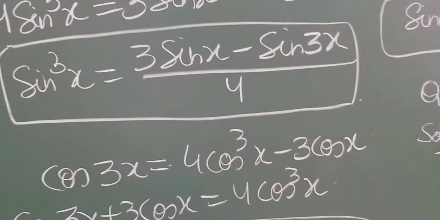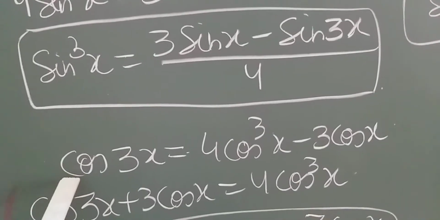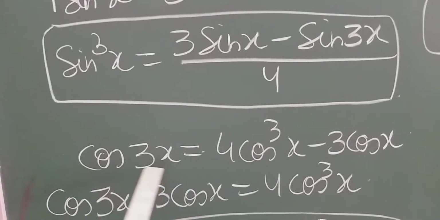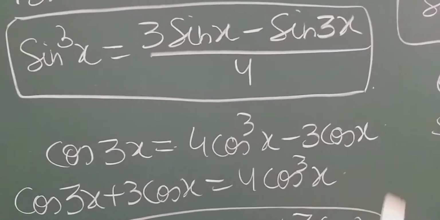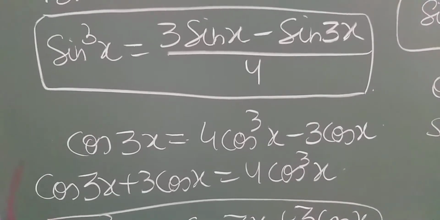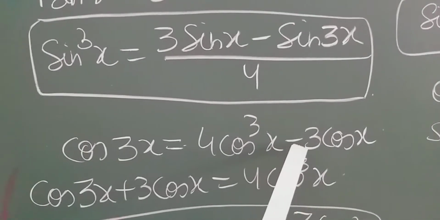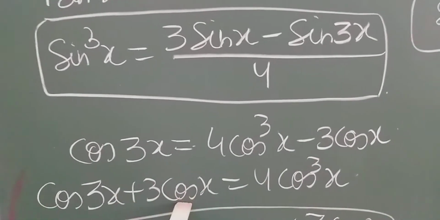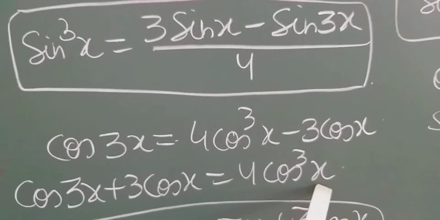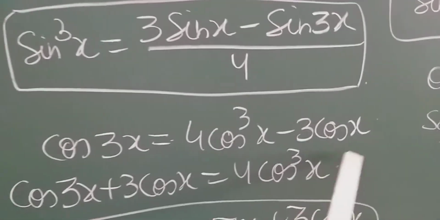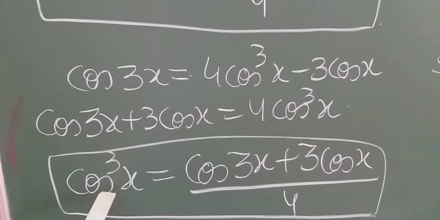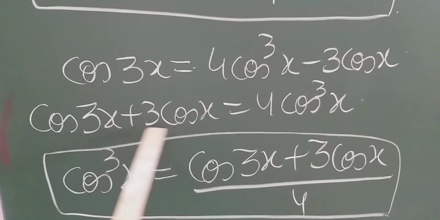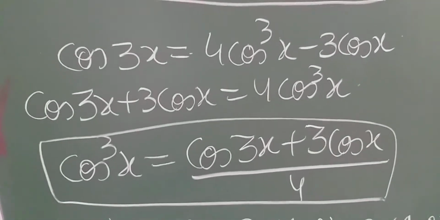Similarly, for cos cube x, we have to use the formula of cos 3x. Cos 3x equals 4 cos cube x minus 3 cos x. Then cos 3x plus 3 cos x equals 4 cos cube x, transposing this side. Now the cos cube x formula is (cos 3x plus 3 cos x) upon 4.